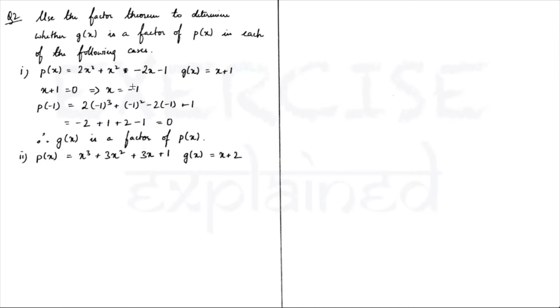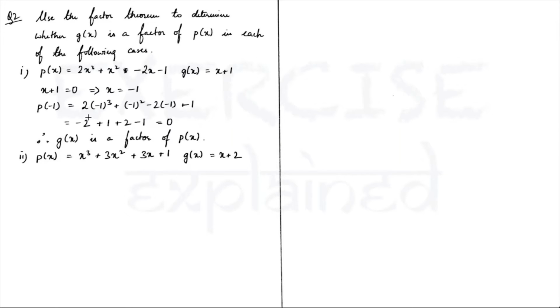I just substitute minus 1 here, so p of minus 1 is equal to 2 into minus 1 cube plus minus 1 square minus 2 into minus 1 minus 1. So minus 1 cube is minus 1 itself, so minus 1 into 2 gives us minus 2, minus 1 square is plus 1, so that gives us plus 1, minus 2 into minus 1 gives us plus 2, so that's written as plus 2, and minus 1 is written as minus 1.